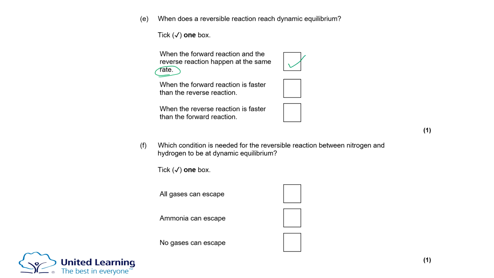On the second part, which condition is needed for the reversible reaction between nitrogen and hydrogen to be at dynamic equilibrium? If we read through the answers, generally at least one of them will stand out that you can eliminate. And in a closed system, it means where no gases can escape and no gases can enter. So the first two really don't fit. You can eliminate them straight away, and it leaves you with your last choice here.